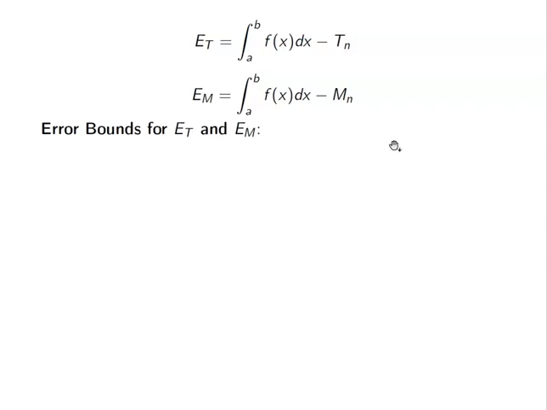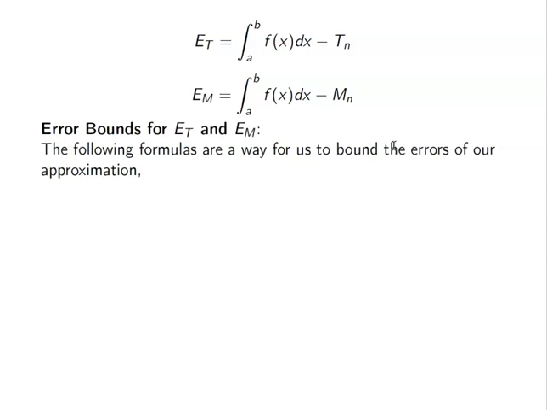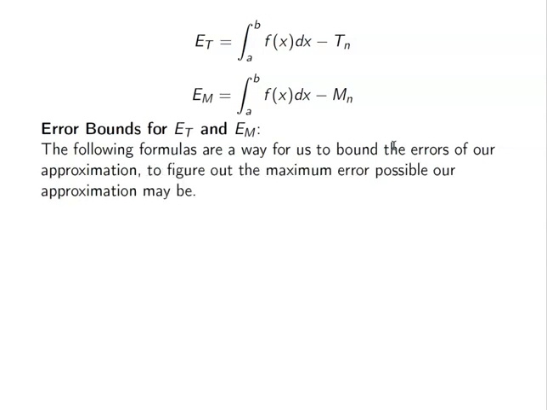If I can be very, very close to the true value with 5 rectangles, why would I use 10, right? So bounding my error is good for me because it lets me know how much work I actually have to do in order to be good enough, right? Which, as a lazy person myself, that's exactly what I want to know. So the following formulas give us a way to bound the errors for our approximation. This lets us figure out the maximum error possible that our approximations may have with the number of rectangles that we're using.